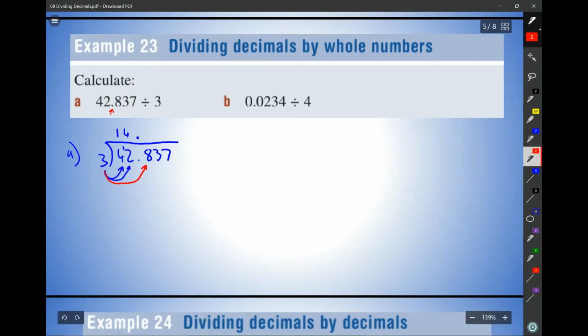3 divided by 8 is 2, and there are 2 left over. 3 divided by 23 is 7, with 2 left over. And 3 divided by 27 is 9. And it's as simple as that. This is the answer. Let's practice again.